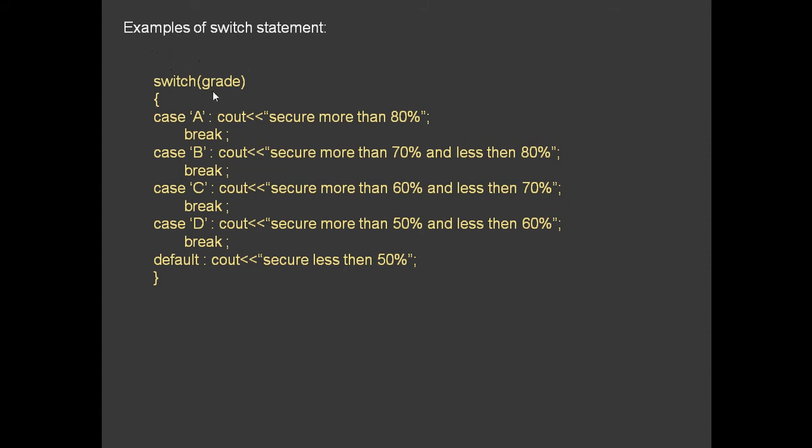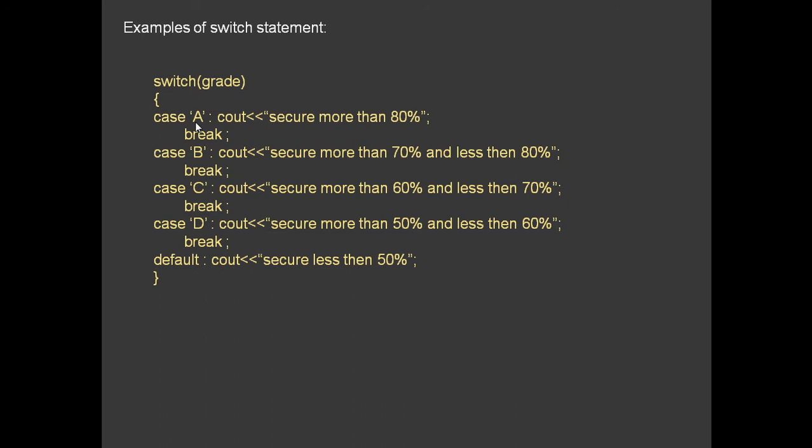How do you know that this grade is a character? Because here the cases that are executing on these values, a, b, c, d, are characters. How do you know this is a character? Because it is enclosed within single quotes. If it is enclosed within double quotes, it becomes a string, but a string is to be used with the C output stream. So here this is a character.